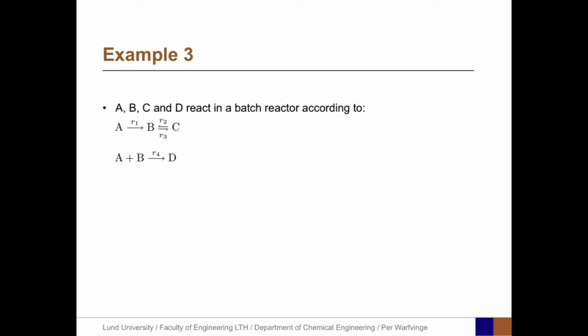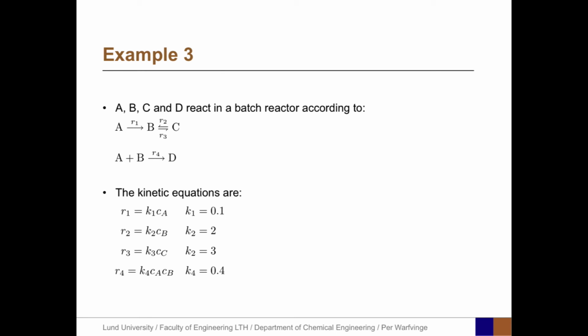The third example is more complicated. Here we have 4 components, A, B, C, and D, and they react in a batch reactor according to A yields B in reaction R1, B yields C in reaction R2, C yields B in reaction R3, and finally A plus B yields D in reaction 4.